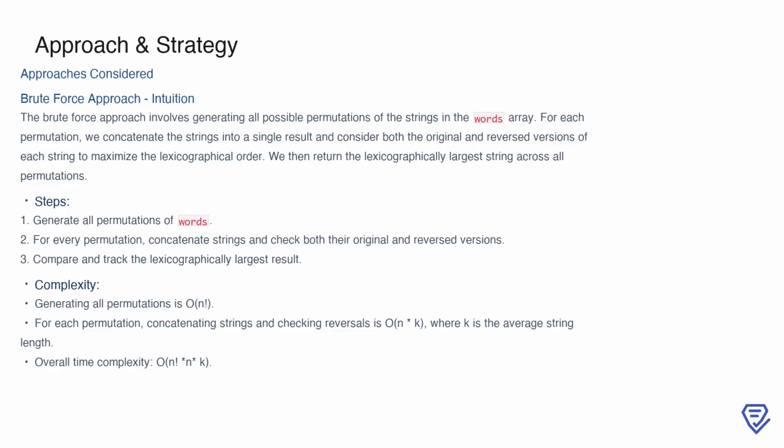However, the computational complexity of this method is significant. Generating permutations alone has a factorial time complexity, O(n!), and when you add the cost of concatenating and reversing strings for each permutation, the overall complexity becomes O(n! * n * k), where n is the number of strings and k is the average string length. While this approach is conceptually simple, it quickly becomes impractical for larger inputs due to the explosive growth of permutations.